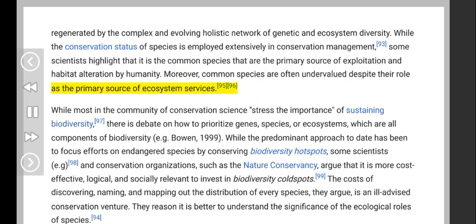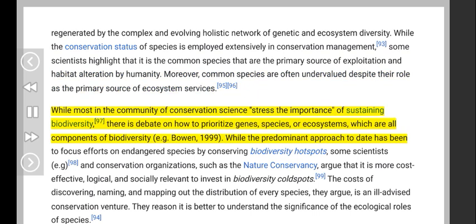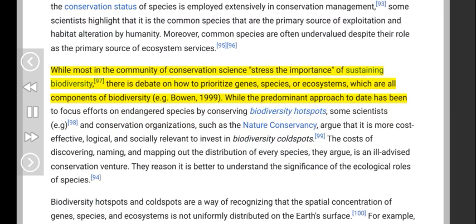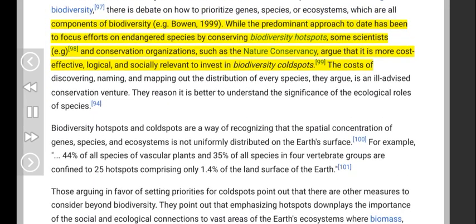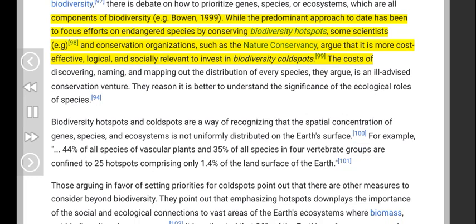While most in the community of conservation science stress the importance of sustaining biodiversity, there is debate on how to prioritize genes, species, or ecosystems, which are all components of biodiversity, e.g. Bowen, 1999. While the predominant approach to date has been to focus efforts on endangered species by conserving biodiversity hotspots, some scientists and conservation organizations, such as the Nature Conservancy, argue that it is more cost-effective, logical, and socially relevant to invest in biodiversity cold spots.